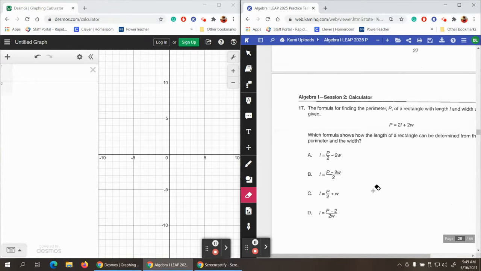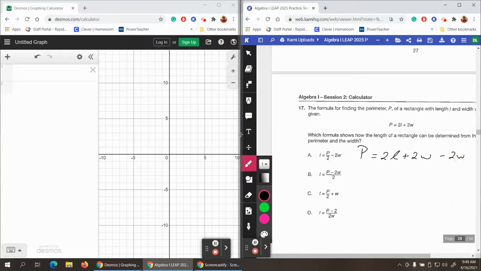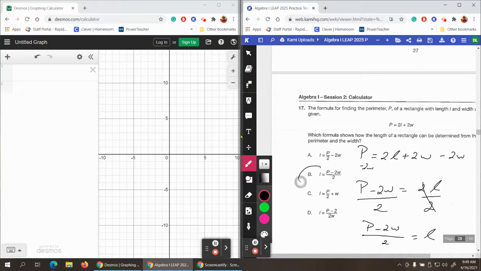All right, let's move on to the next one. The next one is just solving for L. So we have P equals 2L plus 2W. I'm going to subtract the 2W from both sides. That gives me P minus 2W equals 2L. Divide by 2, and that cancels, and (P minus 2W) over 2 equals L, which is, which one? B? So B would be your answer there.